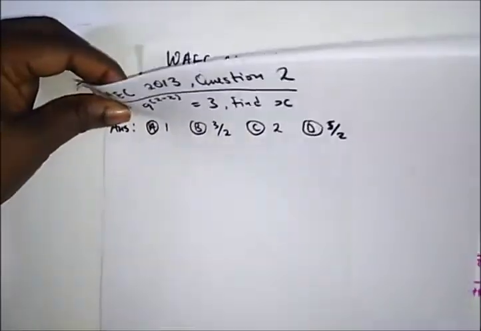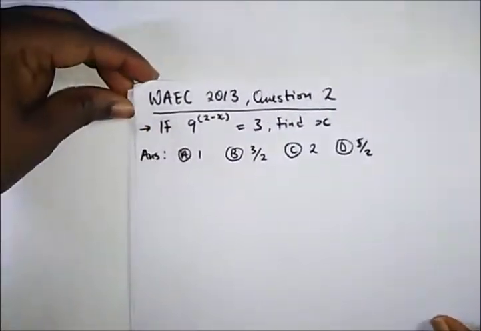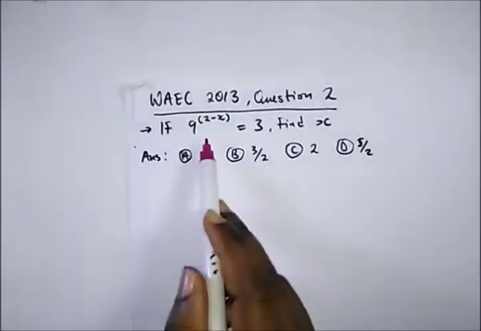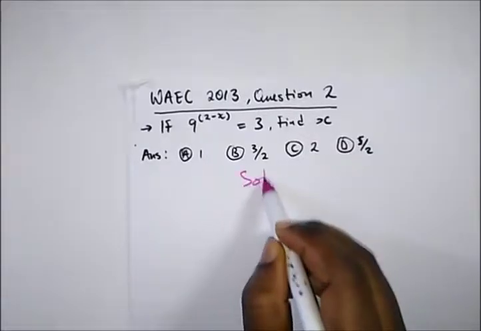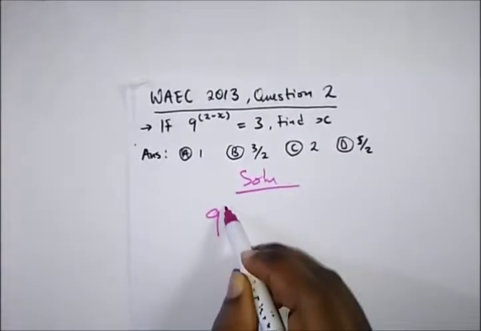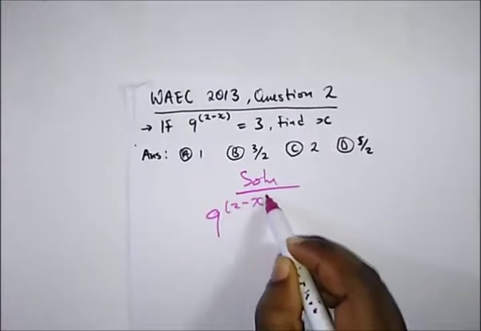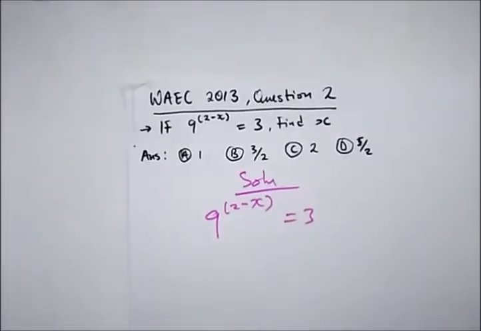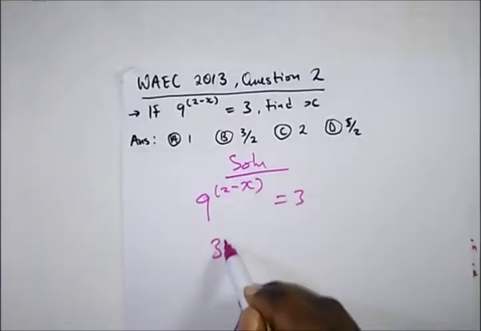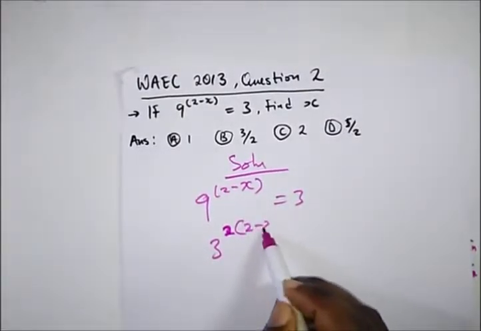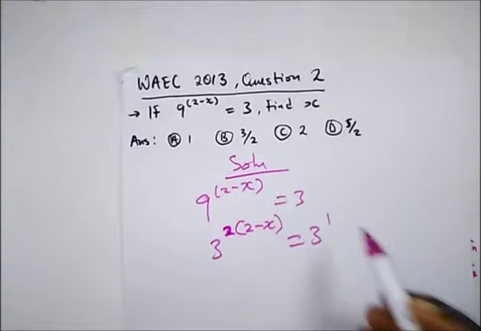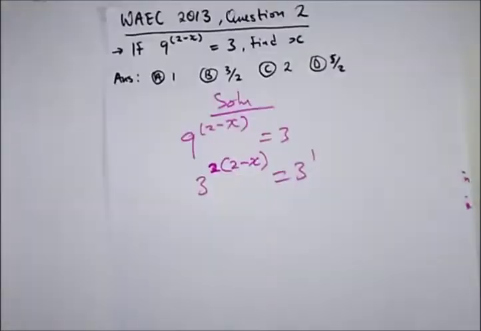Another question from WAEC 2013, question 2, says if 9 raised to the power 2 minus x is equal to 3, find x. This is quite simple and straightforward. So we have 9 raised to the power 2 minus x equal to 3. Let's change everything to the power of 3. So we have 3 raised to the power 2 bracket 2 minus x. And this is 3 raised to the power 1. 3 raised to the power 1 is the same as 3, right?